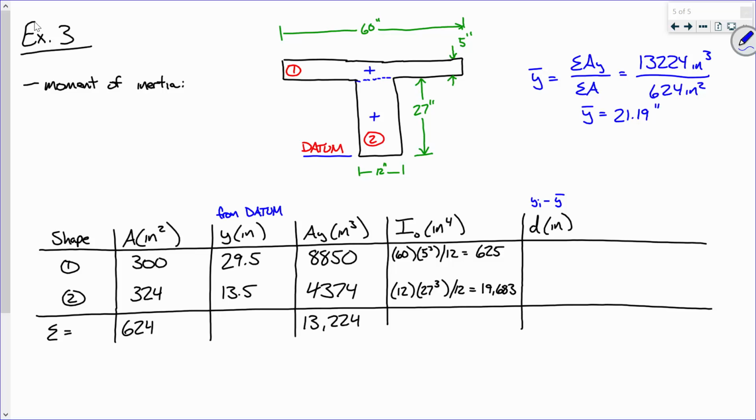So help me out. For this first one, we're going to take 29.5 minus 21.1. So what is that going to be? 8 point something. 8.31. And then the bottom one, we're going to take 13.5 and subtract that 21.19, and what do we get? 7.69. Now, technically it's negative 7.69, but it really doesn't matter because we're going to square it.